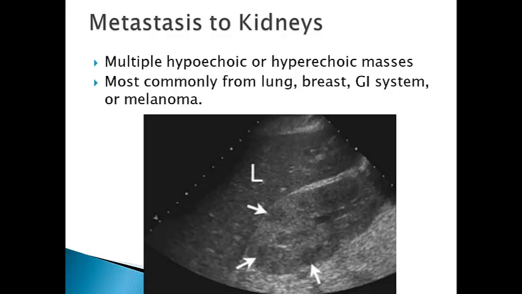Now these can be either hypoechoic or hyperechoic masses, making them a little confusing, but here's a good one. This is the liver up here, denoted by the L. Here you have the renal parenchyma, and then within it you see these arrows which are pointing to the different metastases, the masses within the kidney, and in this case they're hypoechoic. So that's an example of ultrasound findings for a patient with metastasis to the kidney. Just a quick overview. Most commonly, you'd want to do a full scan afterwards if you see metastasis, because most commonly these mets are from the lung, the breast, GI system, or melanoma.